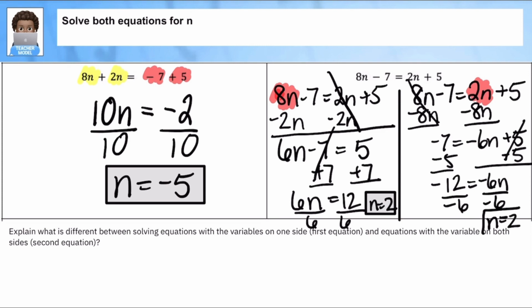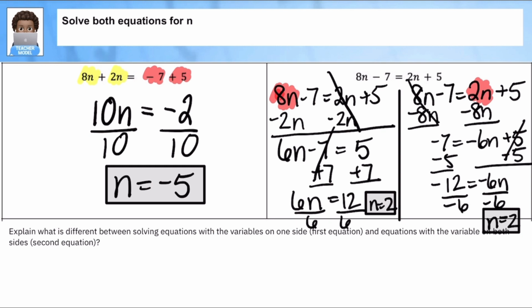So I'm just doing that to demonstrate that it didn't matter. As long as I have all the variables on the same side, and all the constants on the other side, on the other expression, you should get the same solution. As long as you're using the correct inverse operations, you should come up with the same answer at the end.